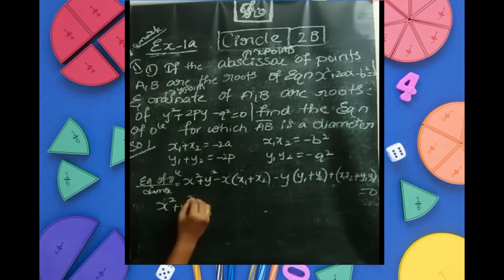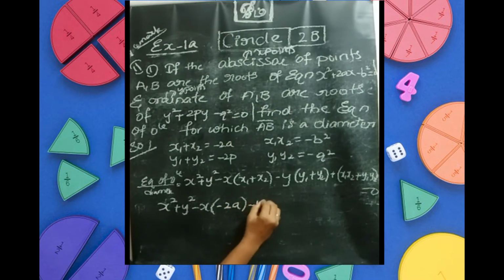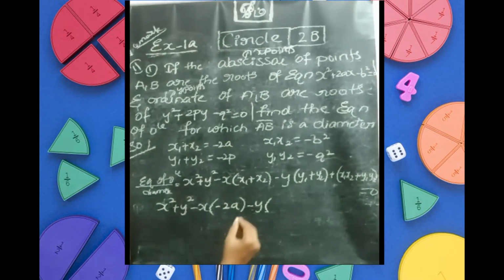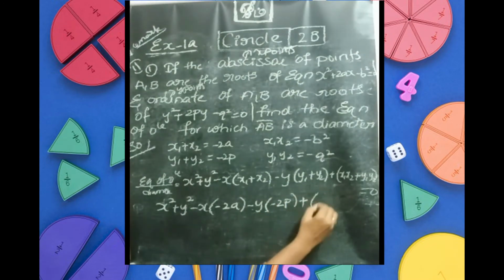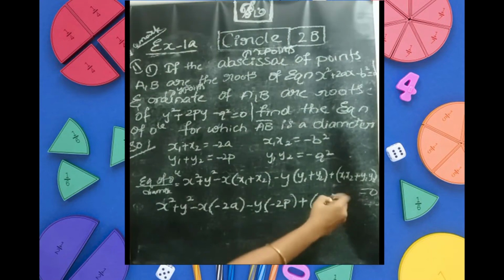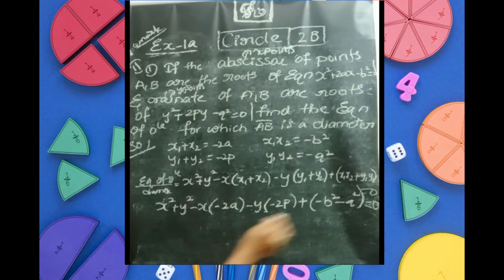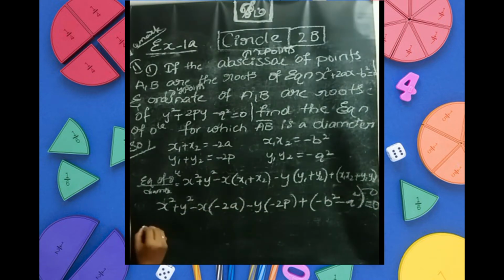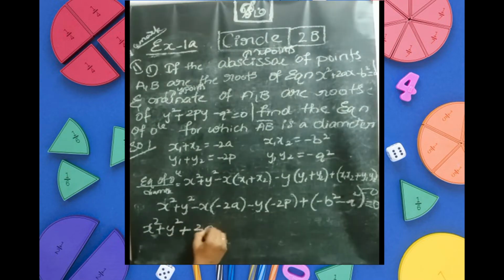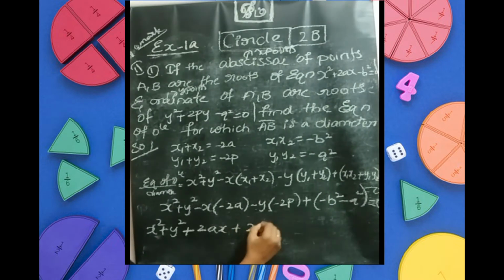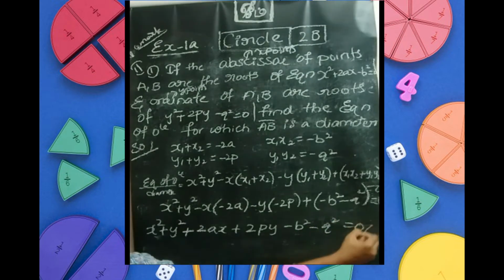x square plus y square minus x into x1 plus x2, which is minus 2a, minus y into y1 plus y2, which is minus 2p, plus x1 x2, which is minus b square, plus y1 y2, which is minus q square, equals 0. This is the equation we have got. Now x square plus y square plus 2ax plus 2py minus b square minus q square equals 0.